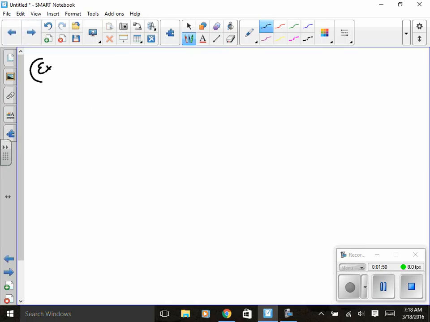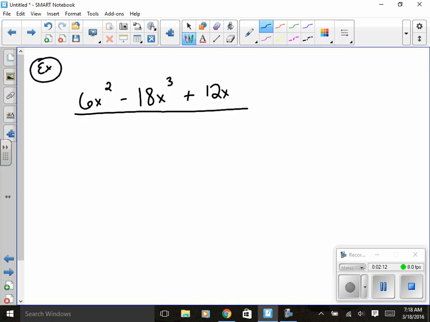Let's do another one of these. So for this one, let's say that I have 6x squared minus 18x. We'll go cubed on that one. Plus 12x. And that's all over 3x. So I'm going to break each one of these down.